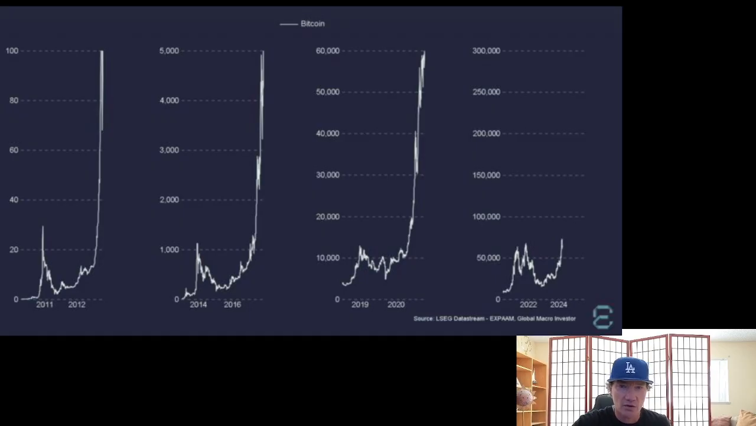Look at the price increase on each one of these things. That first block over here was back in 2013. This was the second bull run, 2017. Here's 2020, which did well. Look at the last block here on this chart.